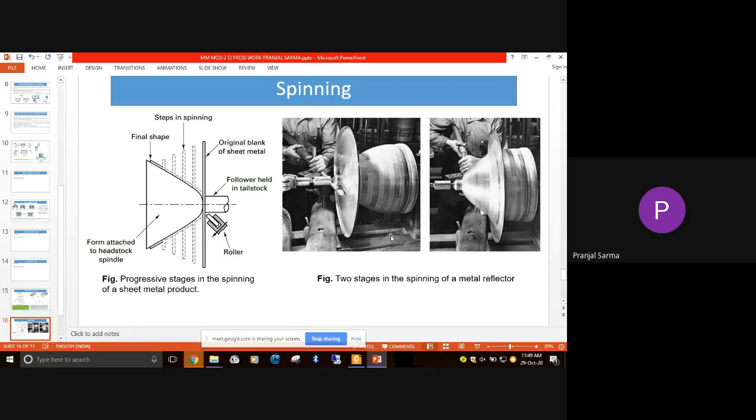Here an actual process has been shown. This is the sheet metal, and this is the form block. In this process we are making a metal reflector. You can see the operator holding the tool, and this is the form block that we have finally. In this stage you can see how the sheet metal is getting this particular shape, conforming to the block. So this is fine. We can do this kind of stuff.